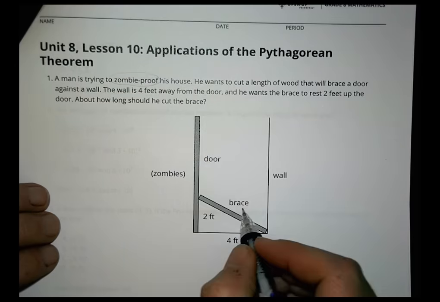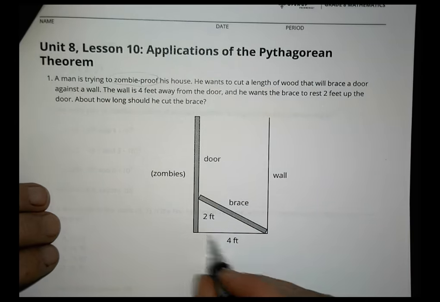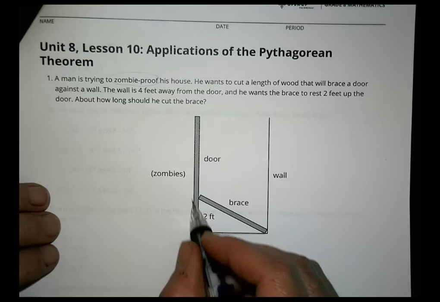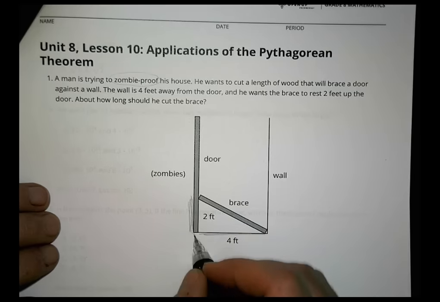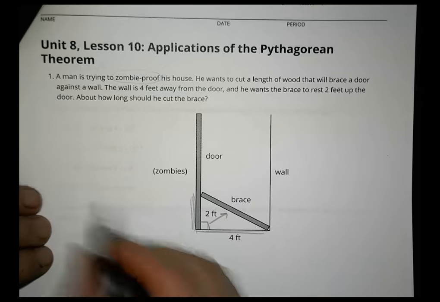So he wants to cut a length of wood here that'll brace a door against a wall. The wall is 4 feet away, so there's this length right here, 4 feet away. Okay. And he wants the brace to rest 2 feet up on the door. So there's our 2 feet there. How long should the brace be? So we have a 2 and a 4. That's our right angle. So that's our hypotenuse.